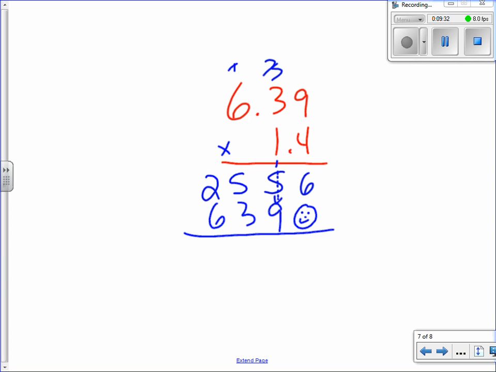All right, I look at this and I have 6. 9 plus 5 is 14. Carry my 1. 5 plus 3 is 8, plus 1 is 9. 6 plus 2 is 8. Now, where does my decimal go?